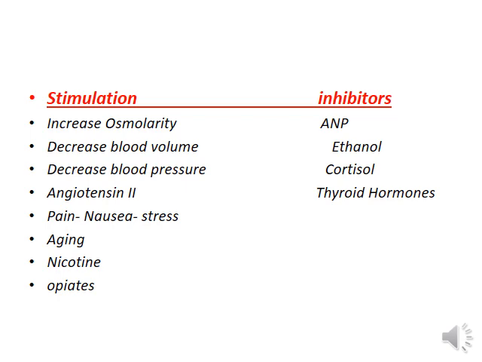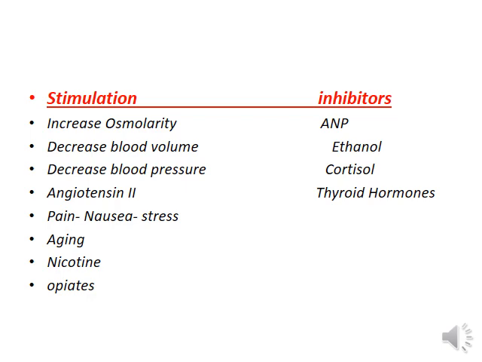Normally, in the condition of low blood pressure or low blood volume, this is the reaction of the kidney, which helps to create angiotensin 2. Angiotensin 2 is also a vasoconstrictor of blood vessels, like vasopressin, and it will increase the blood pressure. Pain, nausea, and stress also increase or stimulate the secretion of ADH.